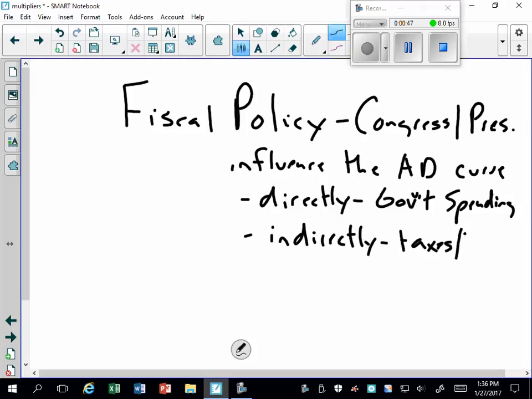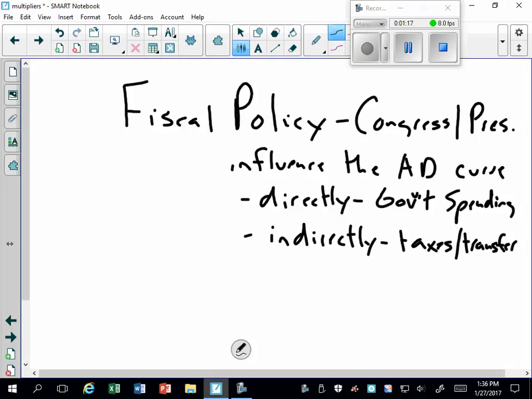So the other type of policy that we'll deal with later in the year is monetary policy. That's going to be central banks, and in our case, that's the Fed. So don't confuse fiscal and monetary policy. Fiscal policy is Congress and the president. It's a combination. For example, the stimulus in 2009, the $787 billion stimulus, was actually a combination of government spending, tax cuts, and increases in transfers. Transfers being things like Social Security payments or unemployment benefits being extended.